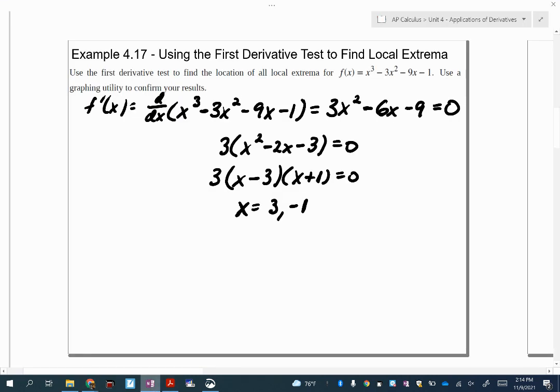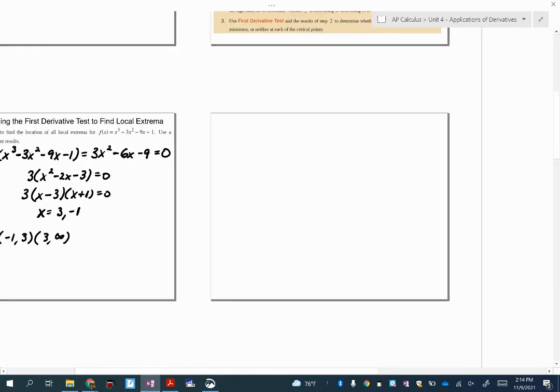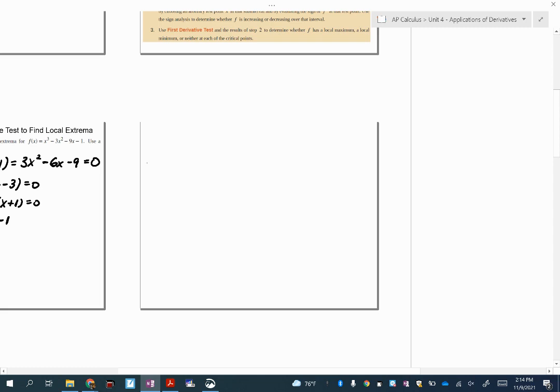At this point, after finding my critical points, the domain of my function is negative infinity to infinity. So when I break this up into smaller intervals, I'm going to use the intervals negative infinity to negative 1, negative 1 to 3, and 3 to infinity. If I look at the signs when I plug test points within these intervals into my first derivative, I can use that information to determine if I have any local extrema at these critical points. All right, I'm going to go to the next slide and make a table. This table's got a lot going on, so make sure you're writing small.